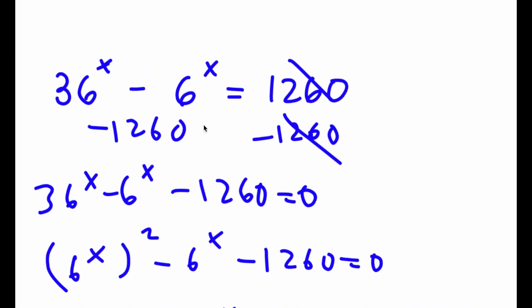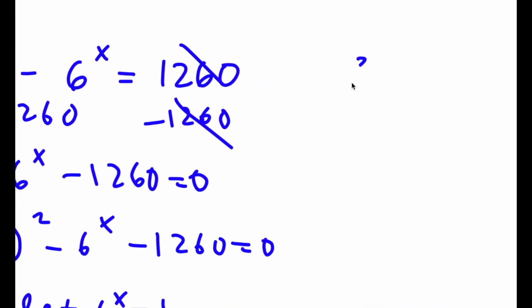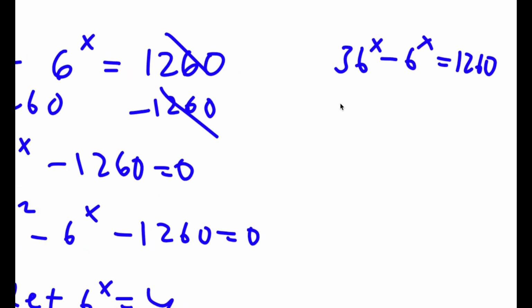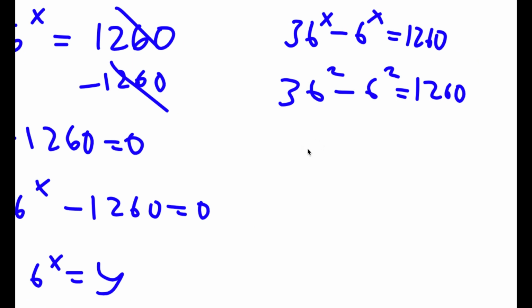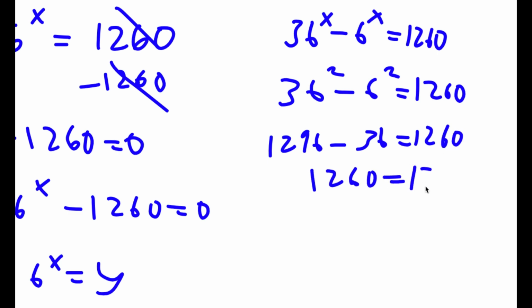Now let's go ahead and check to see if this is right. So I have 36 to the power of x minus 6 to the power of x is equal to 1,260. So I have 36 squared minus 6 squared is equal to 1,260. And this is the same thing as 36 squared is equal to 1,296 minus 36, which is equal to 1,260, meaning 1,260 is equal to 1,260, and because this is right, our solution is right.